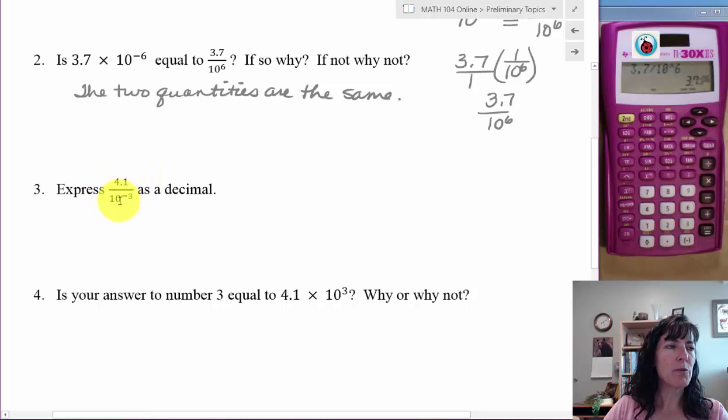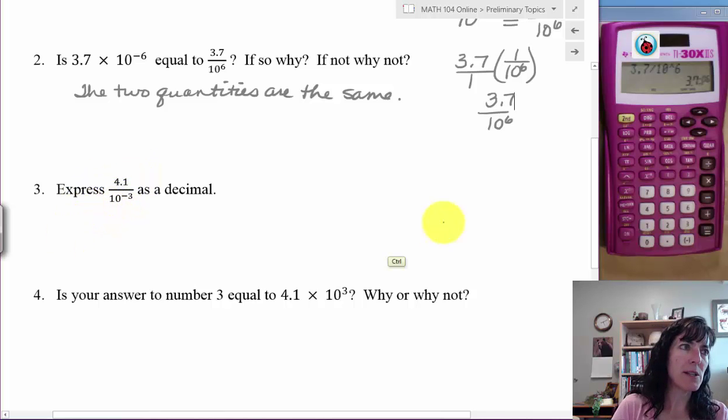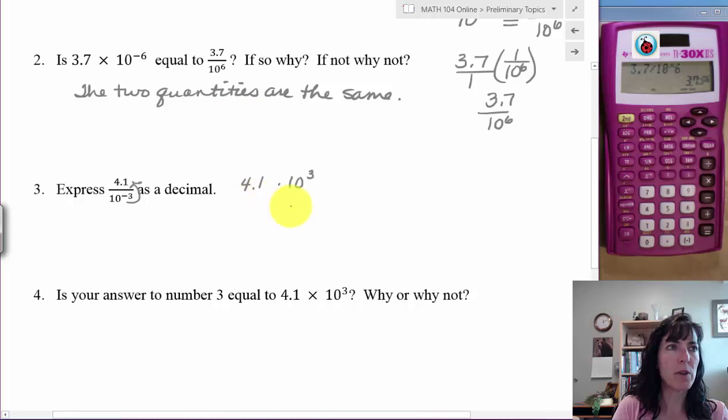And then show 4.1 over 10 to the negative 3rd as a decimal. Well, I can also use the same logic from the problem that we just did. If I want to move it up over the division bar, it's going to become 10 to the positive 3. You just always flip the sign on the exponent when you move a quantity up or down over the division bar. And then this I could rewrite as 4.1 times 10 to the 3rd. Times 10 to the 3rd means move to the right 3 places. So 4.1, 1, 2, 3. And that would give me, fill in with 2 zeros, 4,100 as my result.